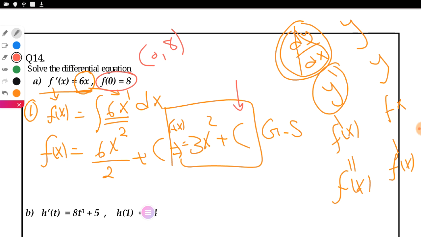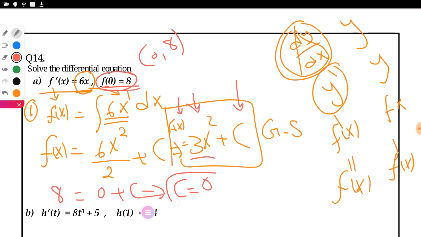Okay? Now, by replacing this point in the general solution, just replace x by 0, it means f(0) will be 8, equal, if you replace x equal 0 here, it will be 0 plus c, which implies c equals what? 8. So, what is your solution? f(x) will be 3x squared plus 8.